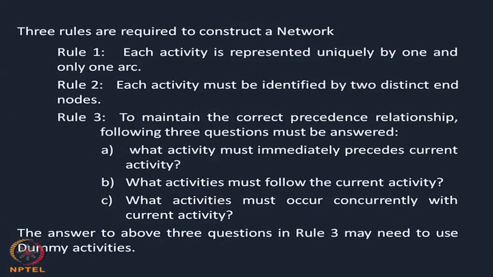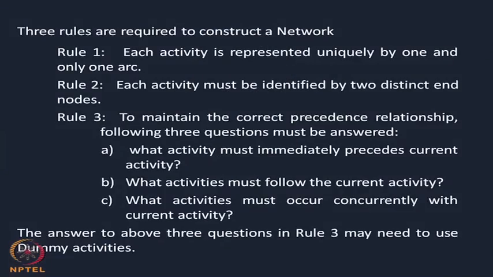Number 2 is, what activities must follow the current activity. So, the first one was what activity was there before the current activity, and then what activities are there immediately after the current activity. And number 3, what activities must occur concurrently with the current activity. That is, while you are performing one activity, can any other activity be performed or not. This we call concurrency.